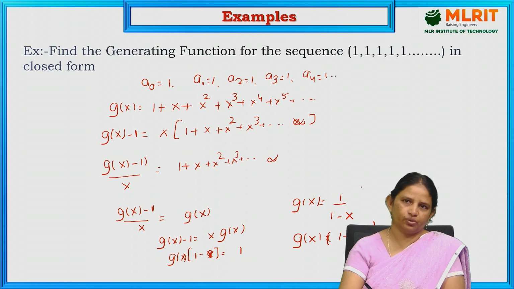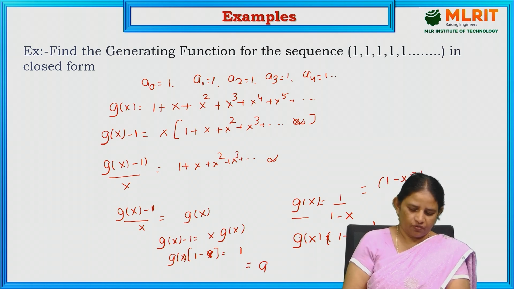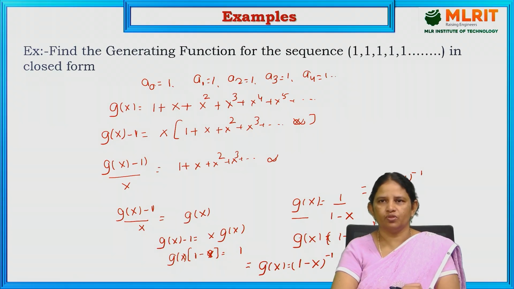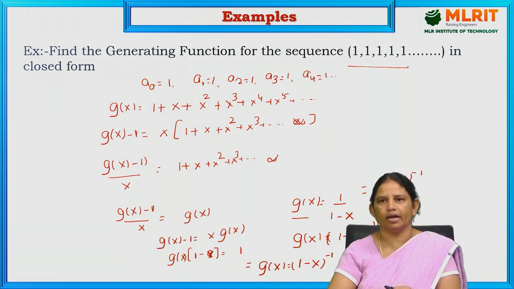That is equal to (1 minus x) to the power of minus 1. This is equivalent to: g of x is equivalent to (1 minus x) to the power of minus 1, which is the closed form of the generating function for 1, 1, 1 and so on up to infinity.